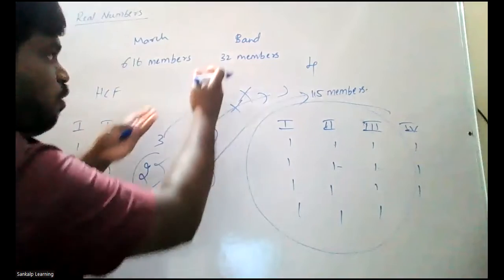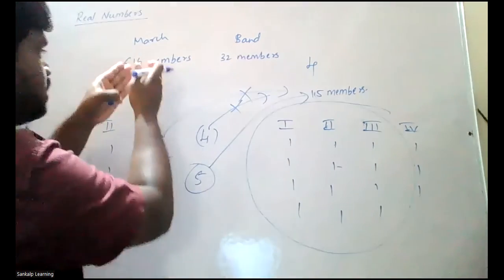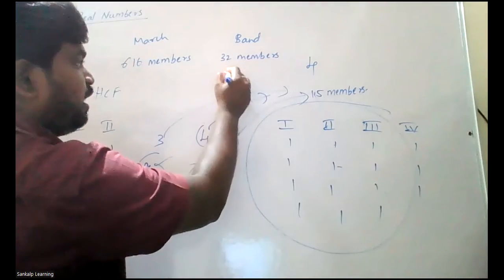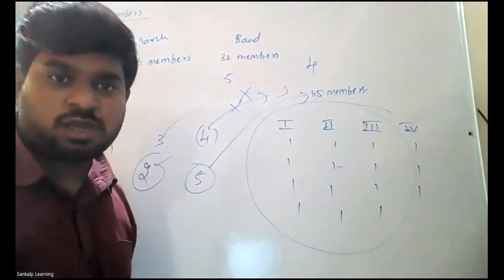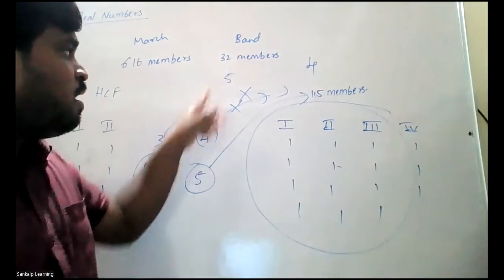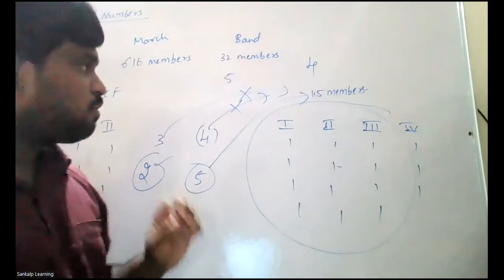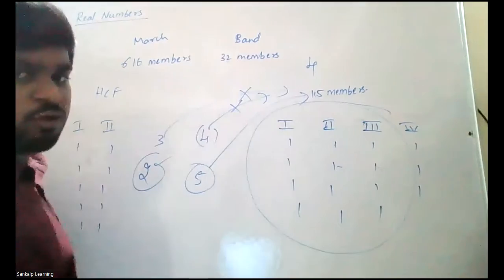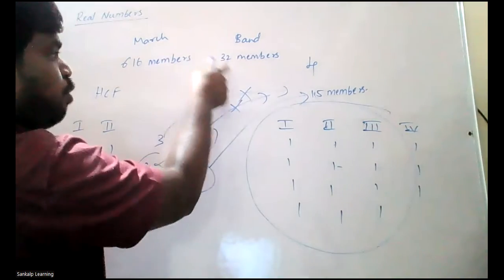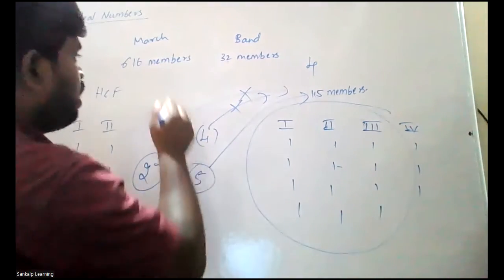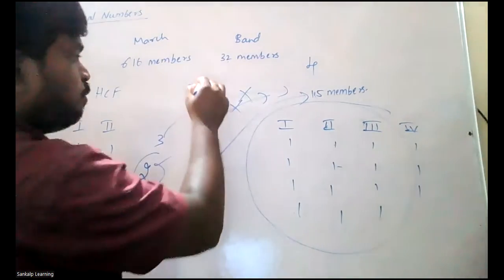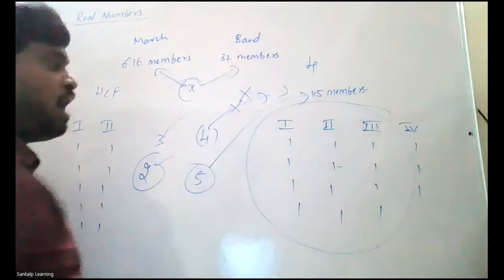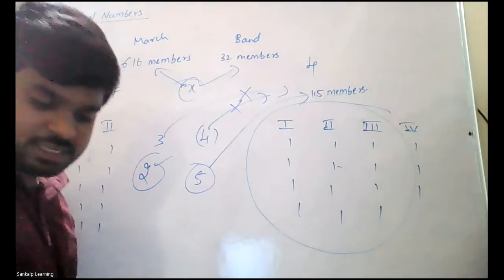So here, if I want to make them into some number of columns and this into some number of columns, I have to find the factors. Can I make them into 5 columns? 32 members into 5 columns? Not possible. Try it out, because this 5 doesn't divide 32. So I have to find a number which is a factor of this. Now, both the number of columns should be the same. So I have to find a number x which should be a factor of this as well as a factor of this. And this should be the highest number, meaning we have to find the HCF.